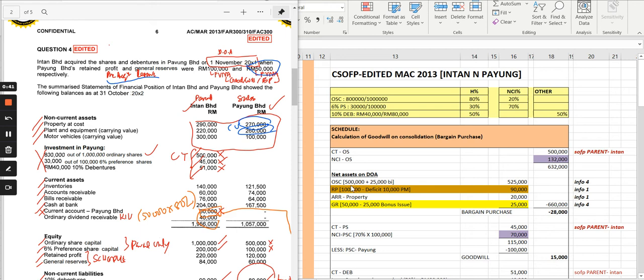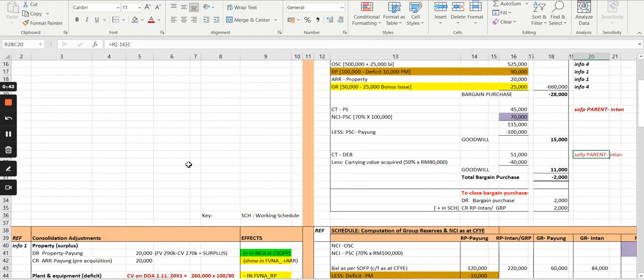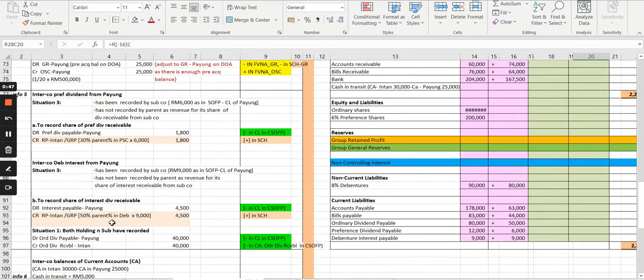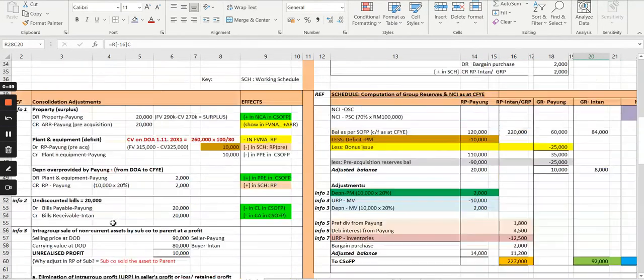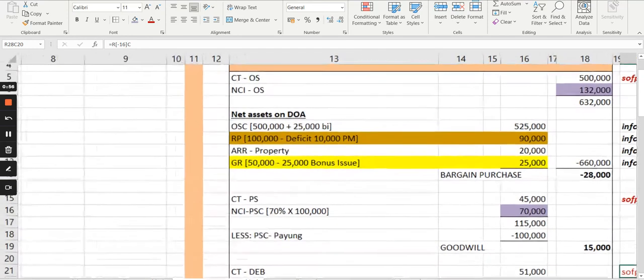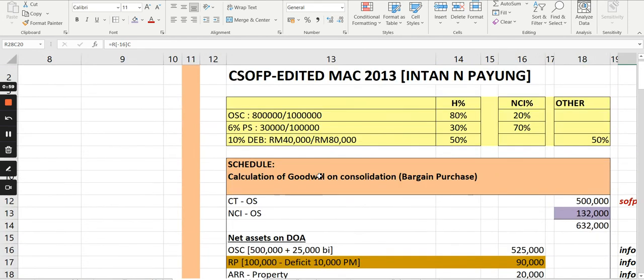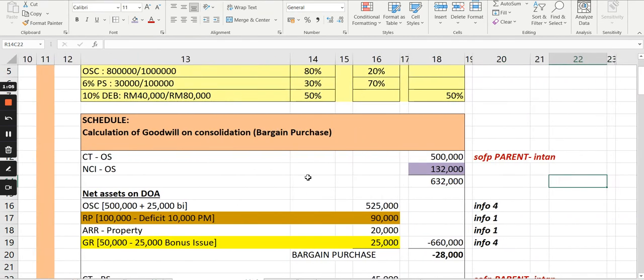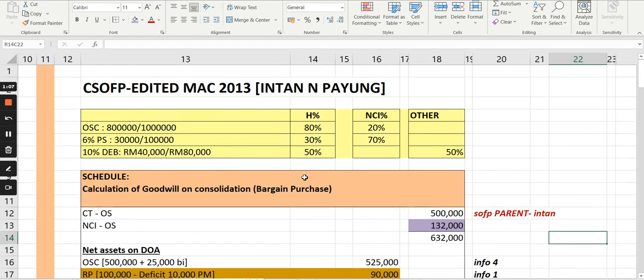financial position. For your information, we have already done all the consolidation adjustment via journal entries, and you can go and check my video so that you can have a better view of what we have earlier discussed. So what we're going to do now is to calculate the goodwill for the acquisition of the shares and debentures in the subsidiary company. Here is Payung, and the parent company is Intan.